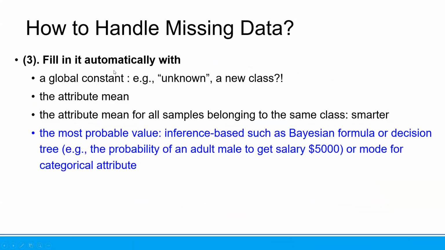The other way to handle the missing data is to fill in automatically. How can we fill in automatically? For example, I can give a global constant. So if the data is missing, I can just put unknown. I don't know. So yeah, you can put unknown to all missing values.